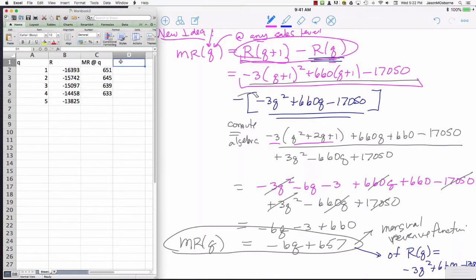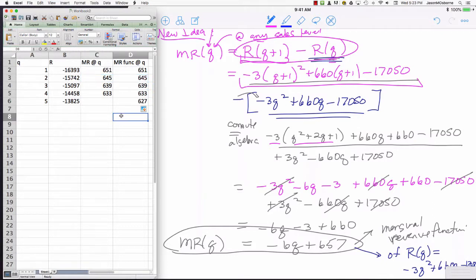Or you can use the marginal revenue function at Q, right? And we can just do a formula for it. We now know that the marginal revenue function was minus 6 times the quantity plus 657. And notice that you get the same answers.